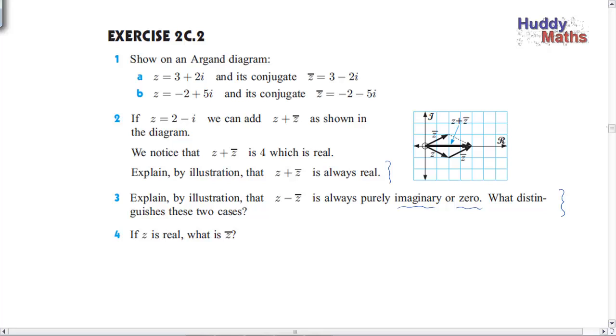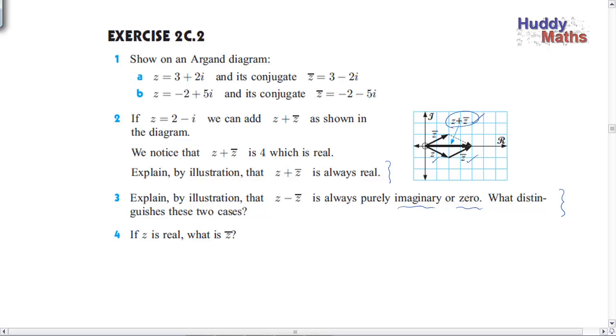So explain with illustration that z plus its conjugate, well, they've done that here. Z plus its conjugate is always real. So can you see that z and its conjugate there are going to be identical in real and imaginary parts? So overall, the imaginary parts are going to cancel out and you'll end up with a displacement straight along the real axis.